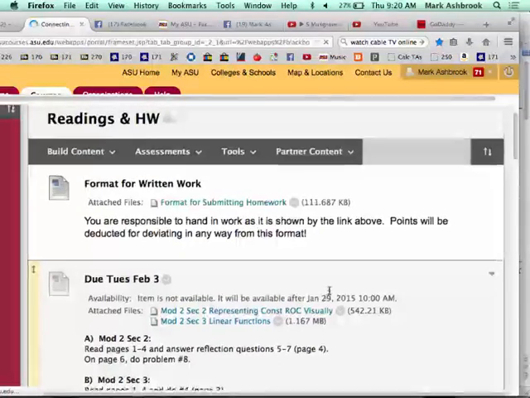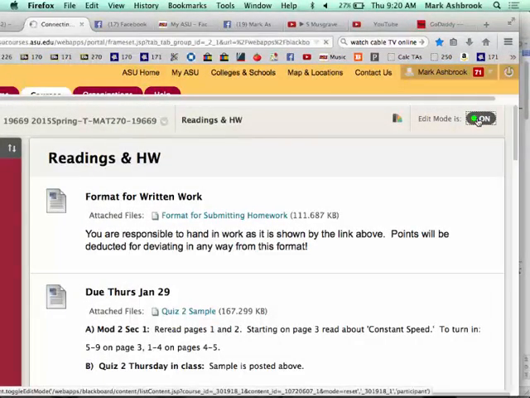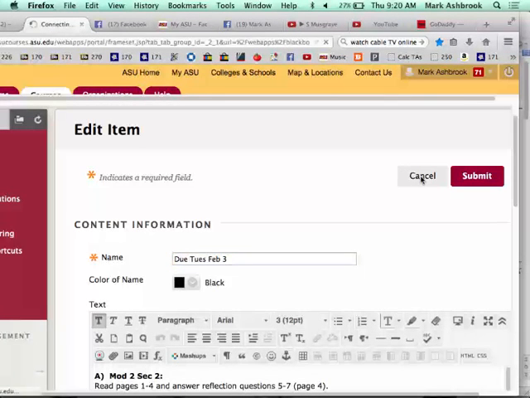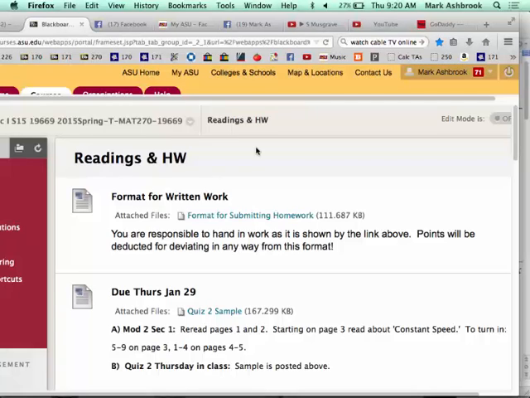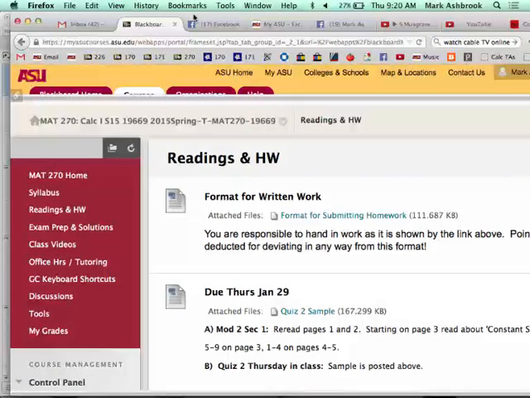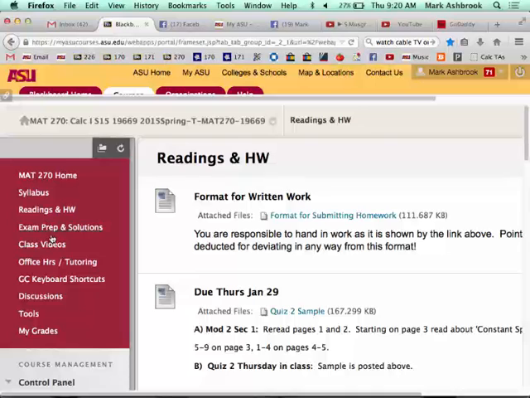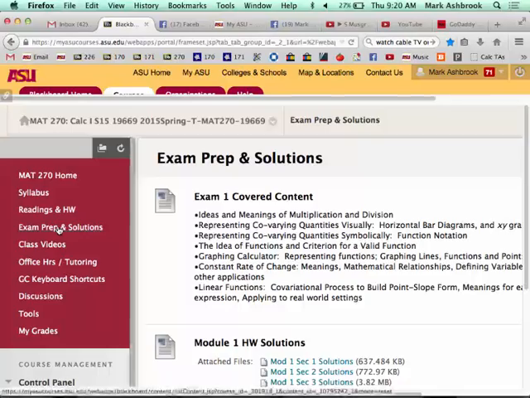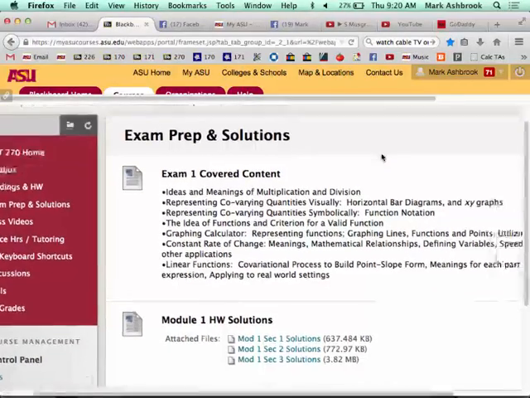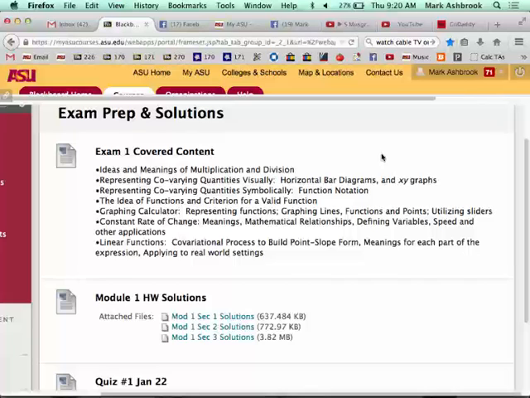So I've opened up a new area on Blackboard called Exam Prep and Solutions. This is a new area here. Exam Prep and Solutions. It's your new best friend. Here is a bullet point outline of what is covered on the exam. So there are no questions on the exam that aren't under the umbrella of one of these bullet points. So that's just a concept outline.